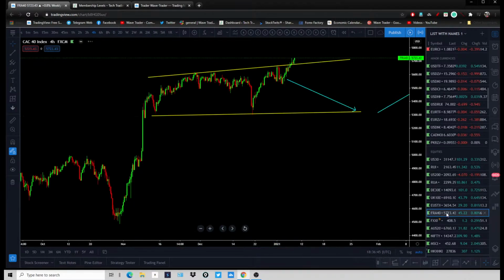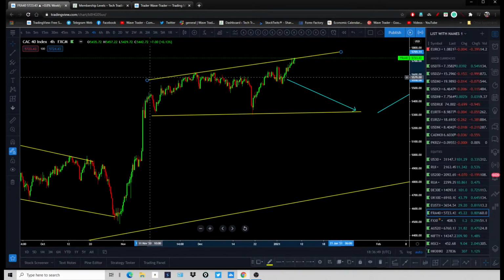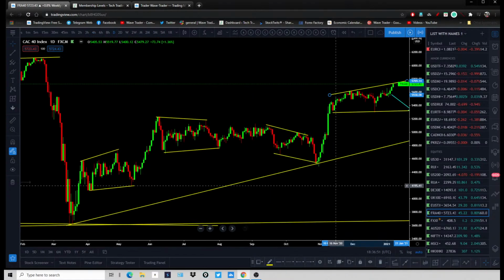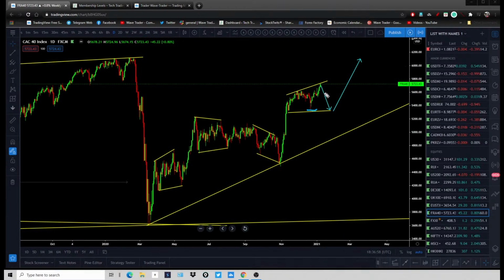Same goes with the Frank 40, or expanding triangle formation. I'm going to look at the daily chart. A deeper pullback back to that, but there is a possibility that we're not going to get that deeper pullback, and price is going to keep pushing higher. That's going to be bad for you guys. Same again.